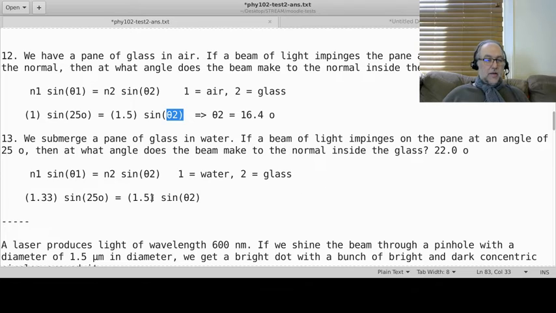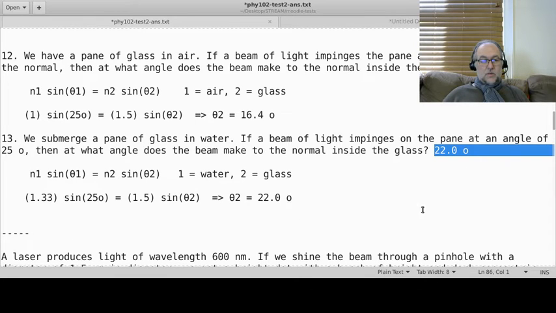Once again, you would work this all out, and all of this would work out to some number, and sine of theta 2 is equal to that number. You'd have to take the inverse sine, and you would find that the answer was 22 degrees.